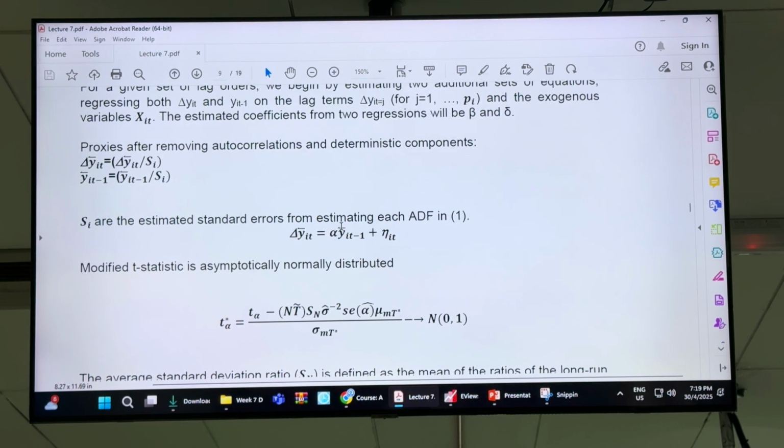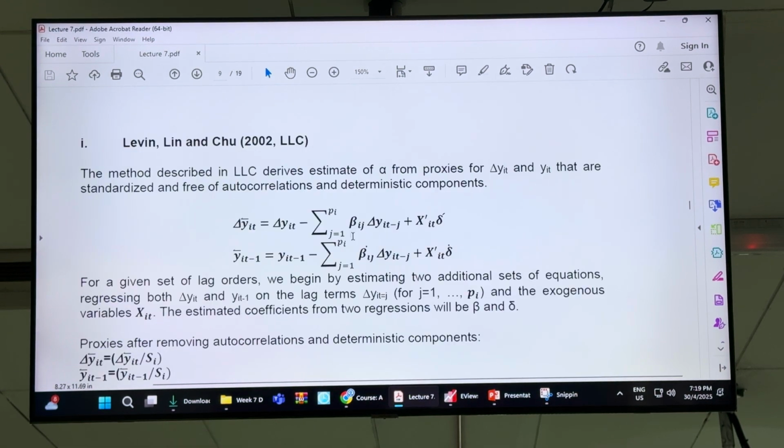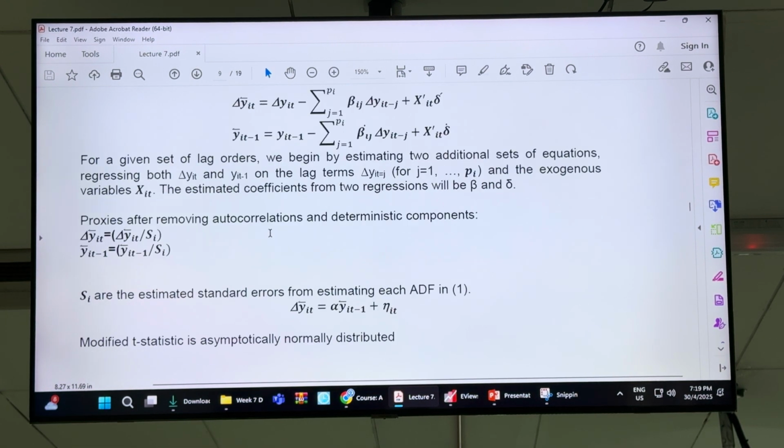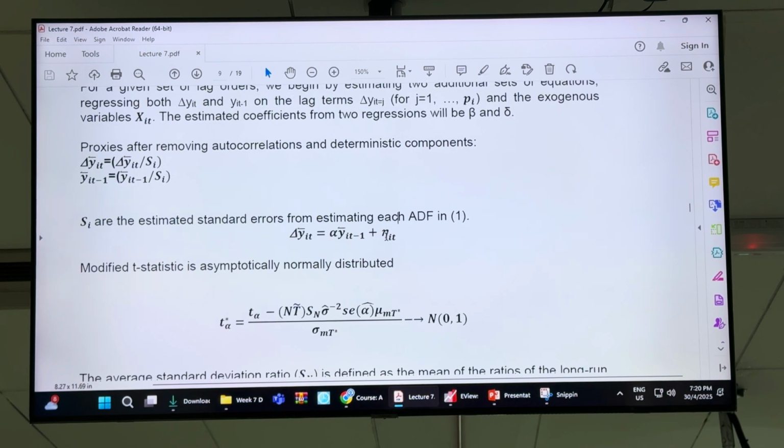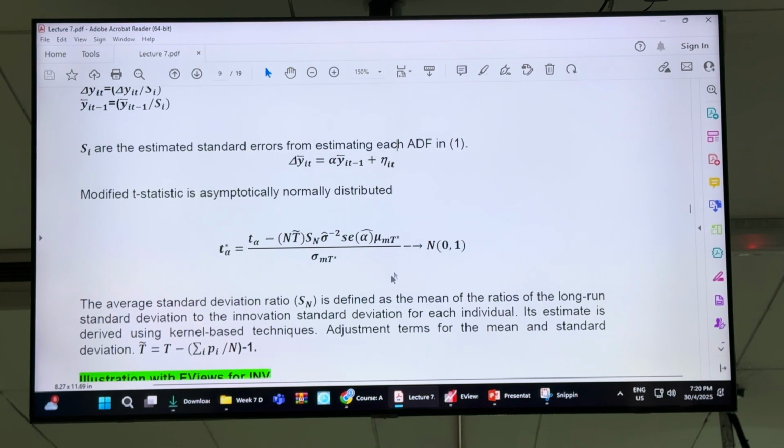So this is the idea behind the LLC. After they estimate this test equation, they remove the autocorrelation, and then they form their test statistic. So this is the test statistic.